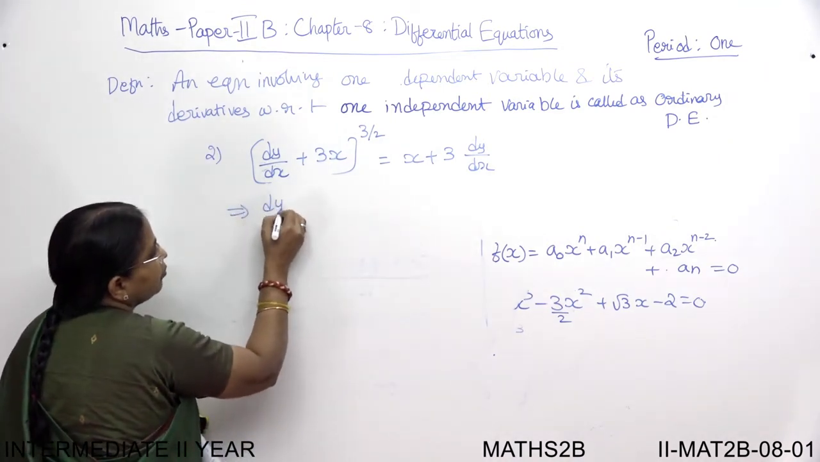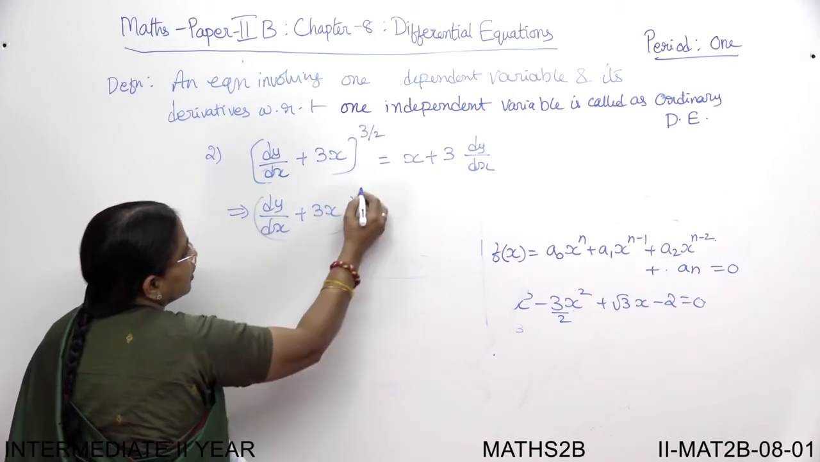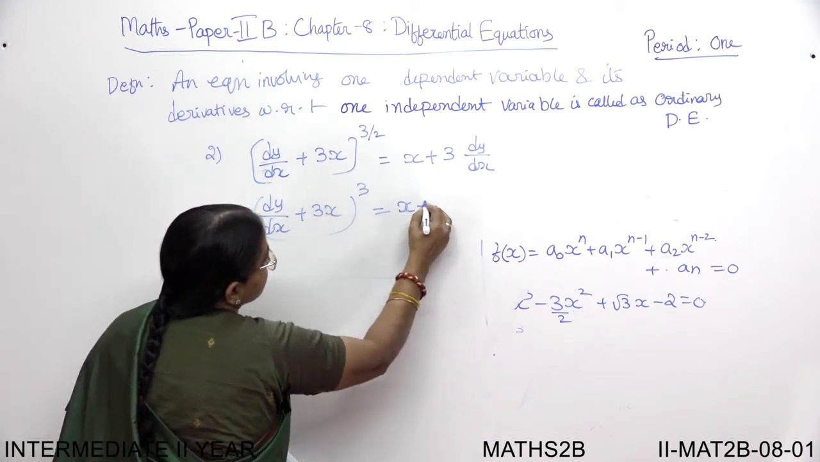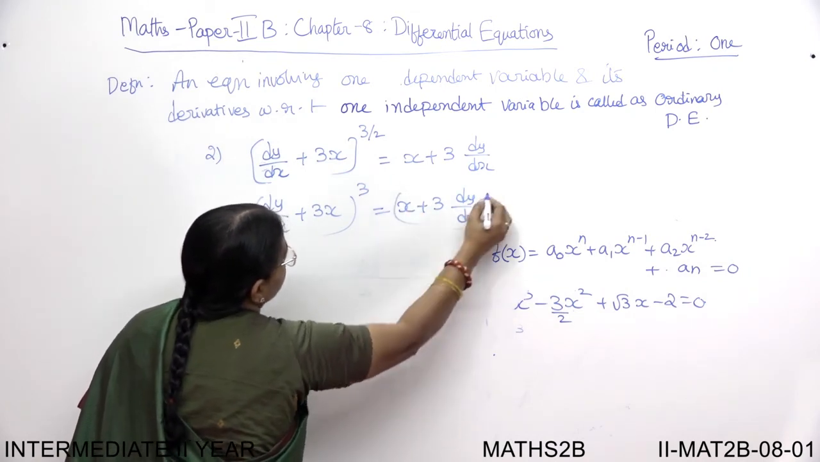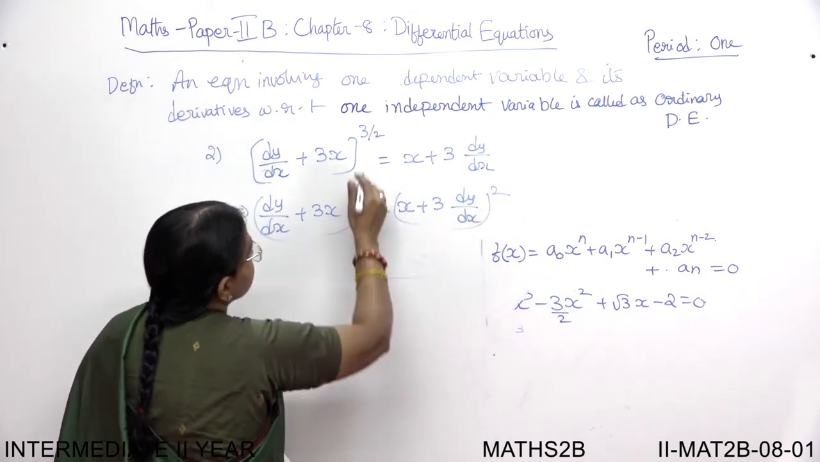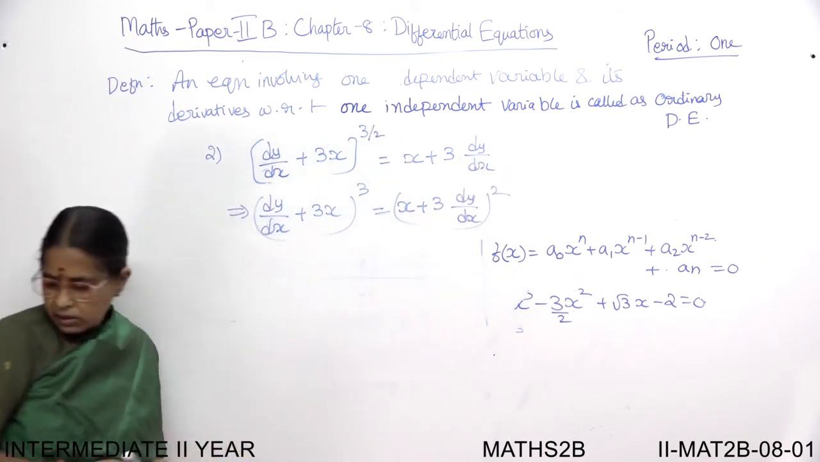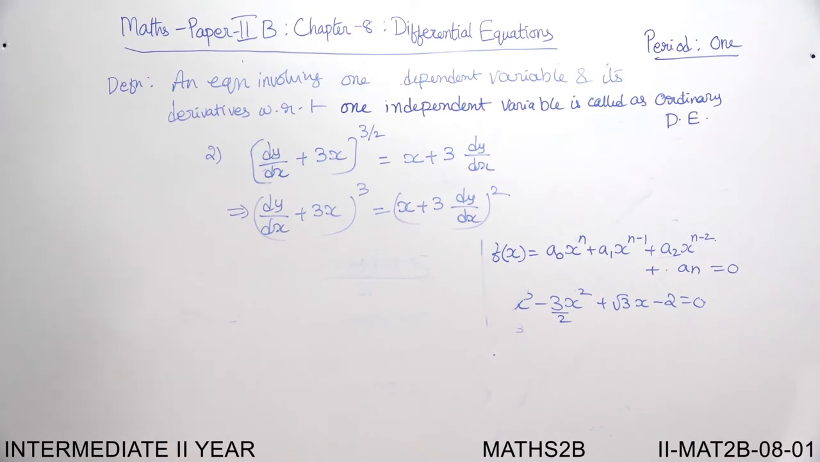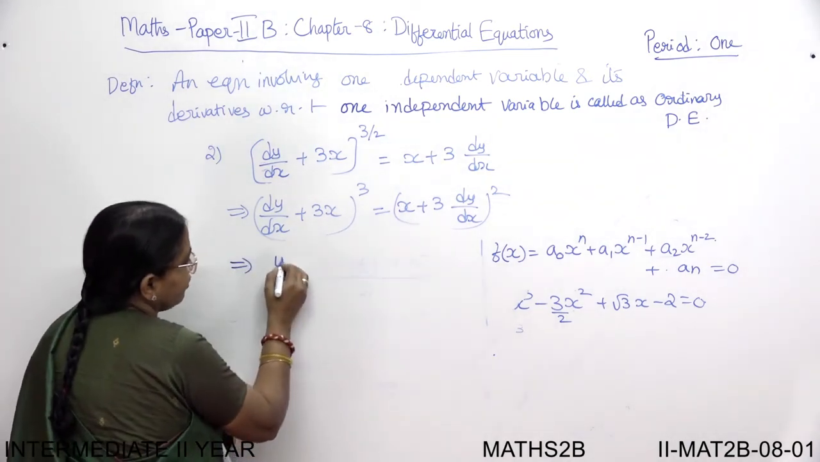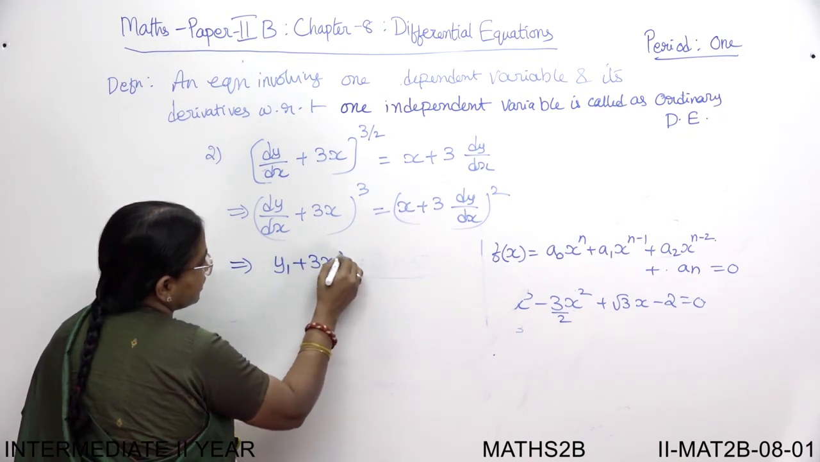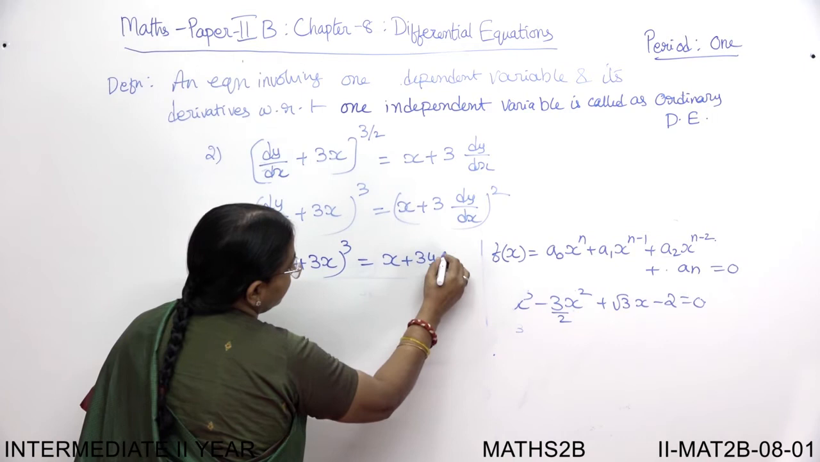By squaring on both sides, (dy/dx + 3x)^3 is equal to (x + 3 dy/dx)^2. By squaring, this 2 will go and here you will have the square like this. So what happens now? Now when you expand, it is (y1 + 3x)^3 is equal to (x + 3y1)^2.